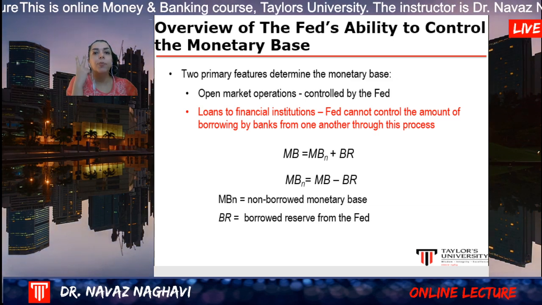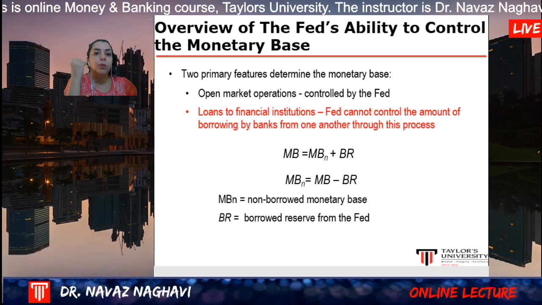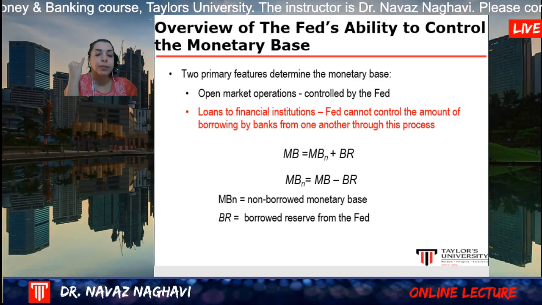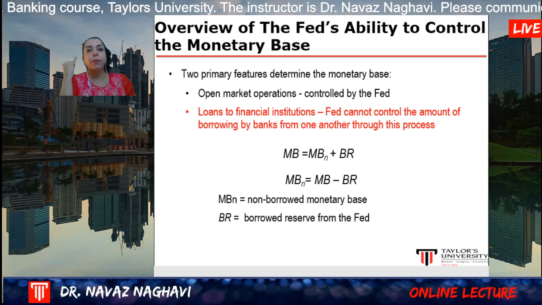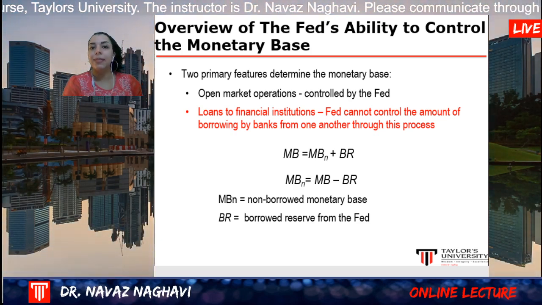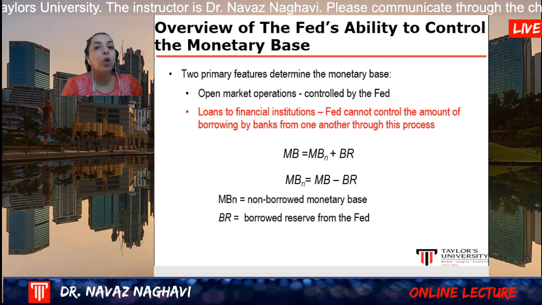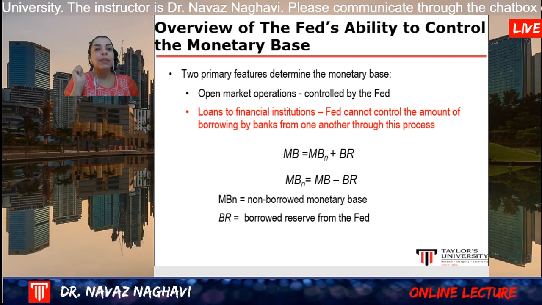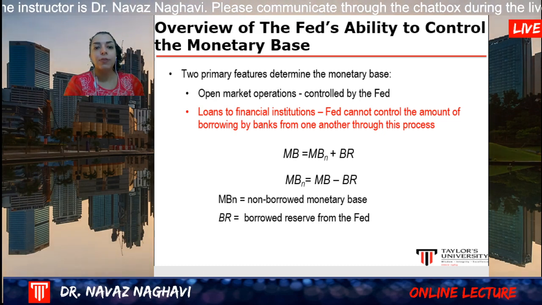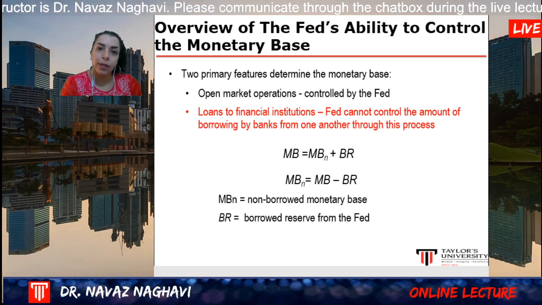We say that monetary policy has two features. The first one is non-borrowed monetary base, which is exactly open market operation. Open market operation means that we don't deal with any loaning, any borrowing. We just deal with the securities. So that's why in this MBN, the amount of the securities is changing, whether increasing or decreasing.